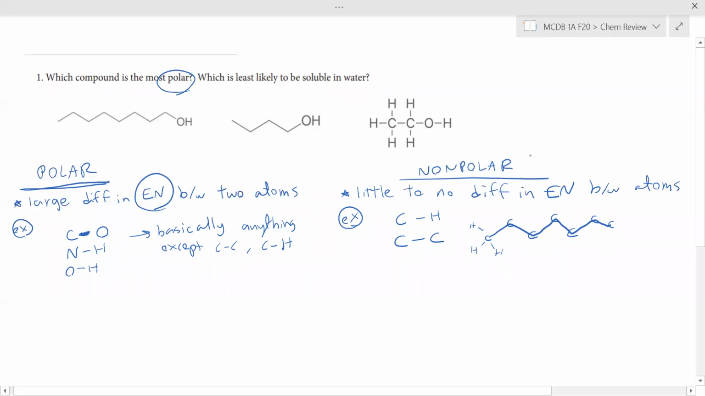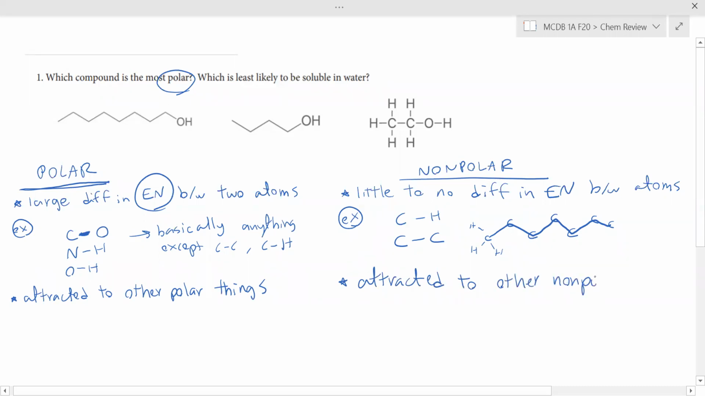Another note is that like attracts like. So polar things are going to be attracted to other polar things, right? Like attracts like. Same deal goes for nonpolar. So nonpolar things are going to be attracted to other nonpolar things. So both sides follow the rule of like attracts like.